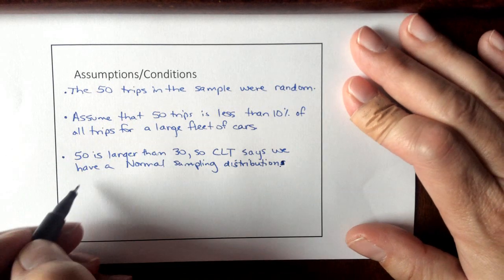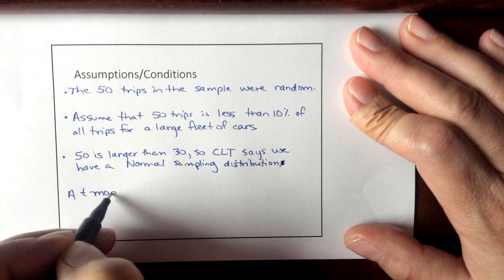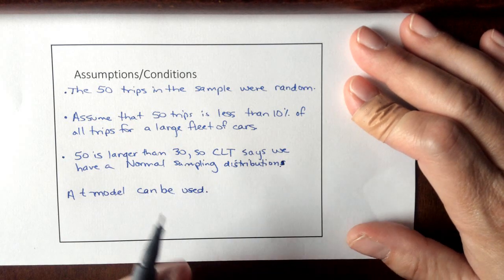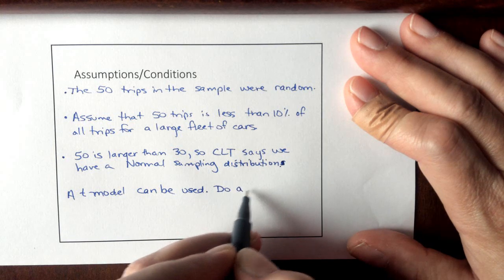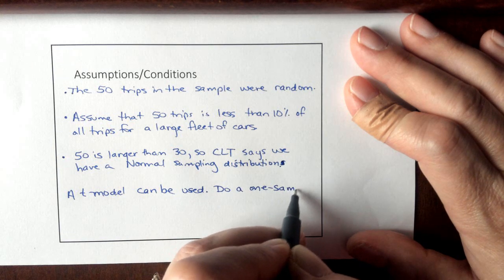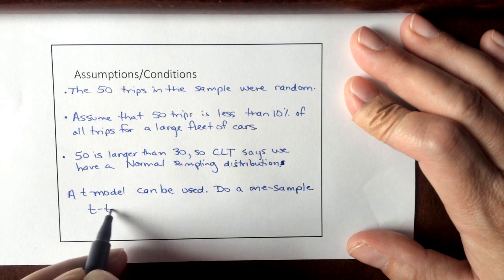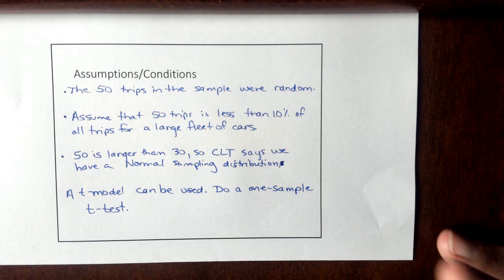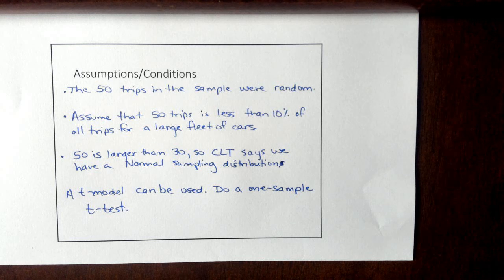So, true, true, true. A T-model can be used, and we will do a one sample T test. Okay, be careful not to say T interval. This is a test. Be careful not to say one proportion. Hopefully it's a habit by now to talk about one proportion tests and two proportion tests, but we are not in proportion world anymore. So we change that word to sample when we get into means.